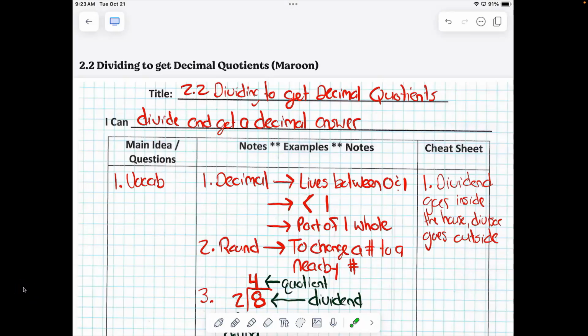Today we finished 2.2, dividing to get decimal quotients. Can you divide and get a decimal answer? Yes. Pencils should be down. I see some pencils up still.